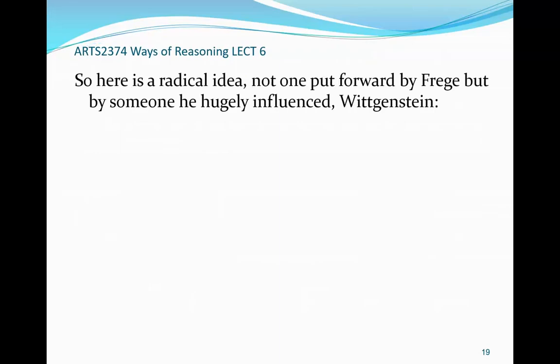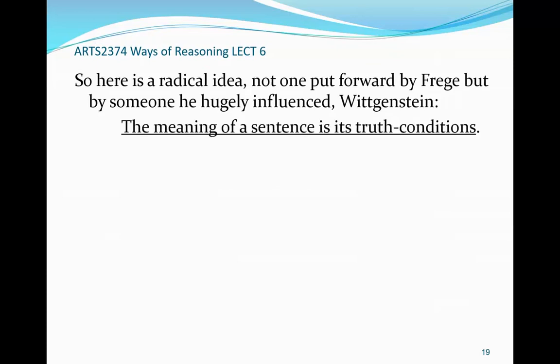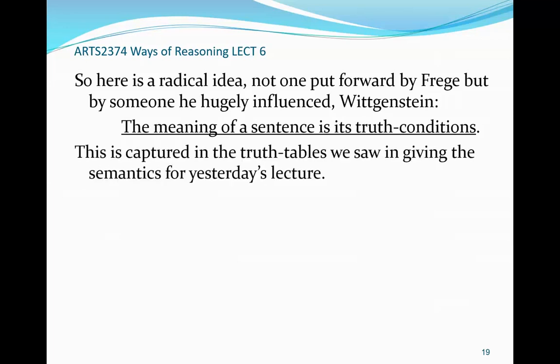So here's a radical idea then, put forward not by Frege but by someone he hugely influenced, Wittgenstein, particularly early Wittgenstein. The meaning of a sentence is its truth conditions, what the world has to be like for the sentence to be true. And this is captured in the truth tables we saw in giving the semantics for the connectives in yesterday's lecture, in lecture number 5, in case you were binging the lectures or maybe dragging them out or something.